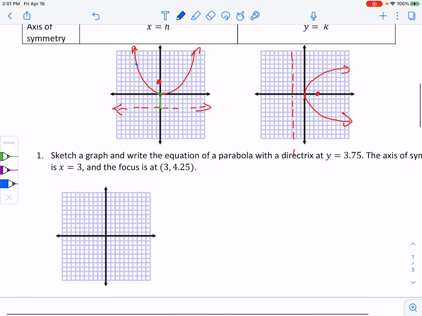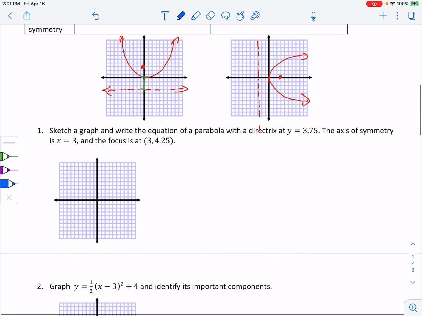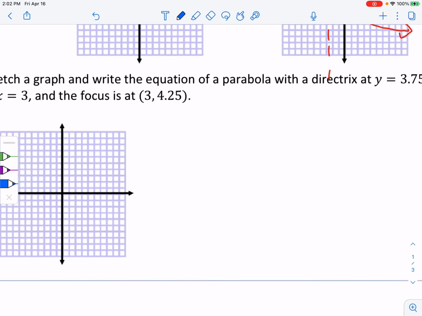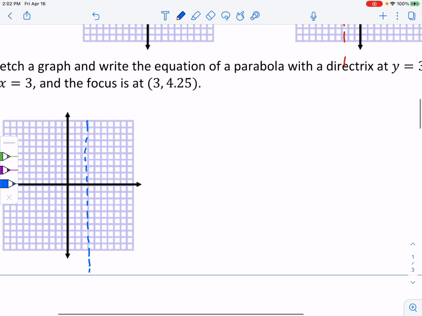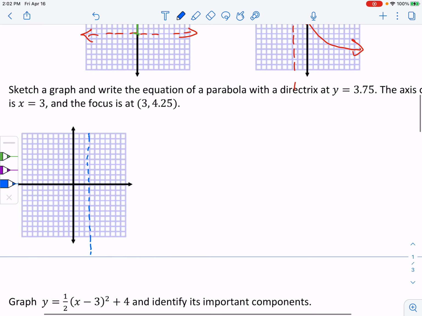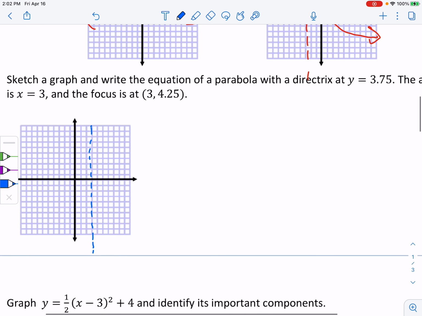So let's go on. It says sketch a graph and write the equation of the parabola with the directrix at y equals 3.75 and the axis of symmetry is x equals 3. Axis of symmetry, remember, runs down the middle. So if that's at x equals 3, it's going like this. And my parabola's got to be opening up and down. Now, the directrix is at y equals 3.75.